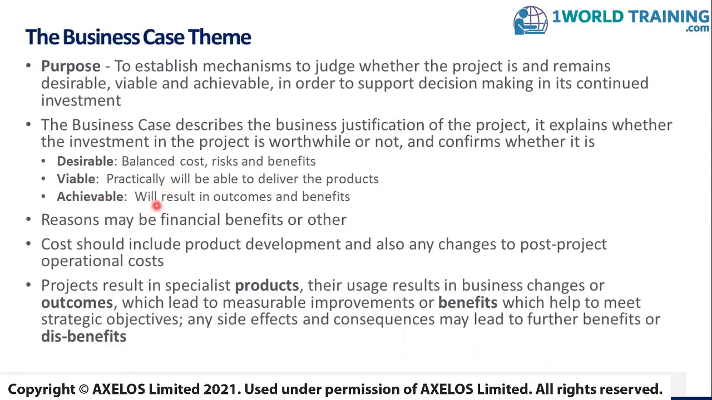Achievable means it will result in outcomes and benefits, which means the product should be usable. The user should have interest and motivation in using the product as expected. Otherwise, the benefits will not happen. So even though a project may be desirable as well as viable, it may not be achievable, which means PRINCE2 projects go beyond the project closure to investigate whether the benefits will happen or not. And this thinking happens at the very beginning of a project.